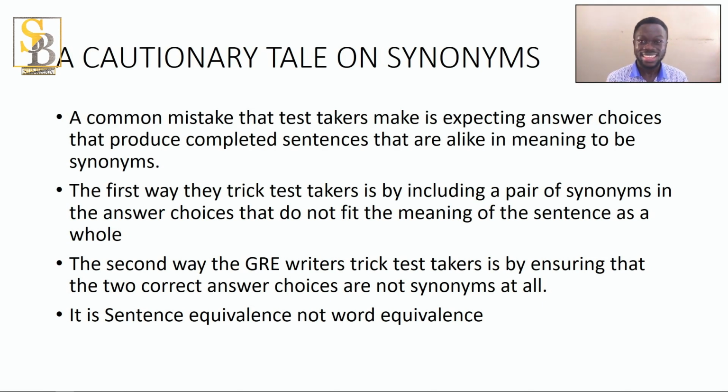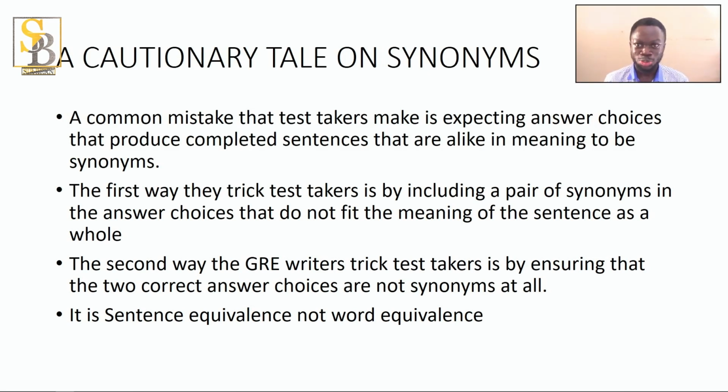The first way they trick test takers is by including a pair of synonyms in the answer choices that do not fit the meaning of the sentence as a whole. Because you are choosing 2 and you are just looking for synonyms, they will do that so that you get it wrong. Then the second way writers trick test takers is by ensuring that the 2 correct answer choices are not synonyms at all. It is not always the case, but because you are bent on looking for synonyms, that's why it is as such. It is sentence equivalence, not word equivalence.